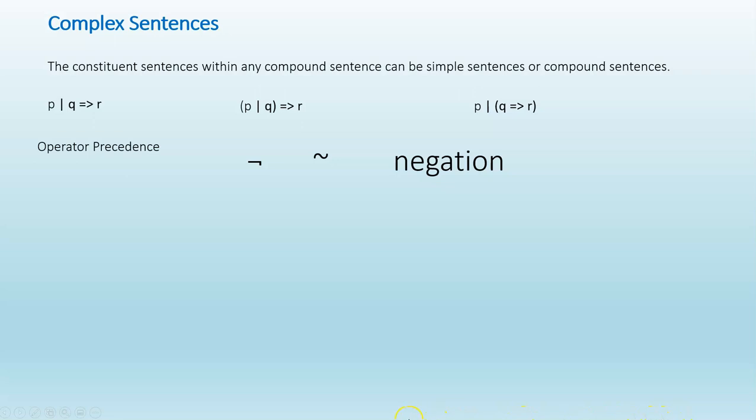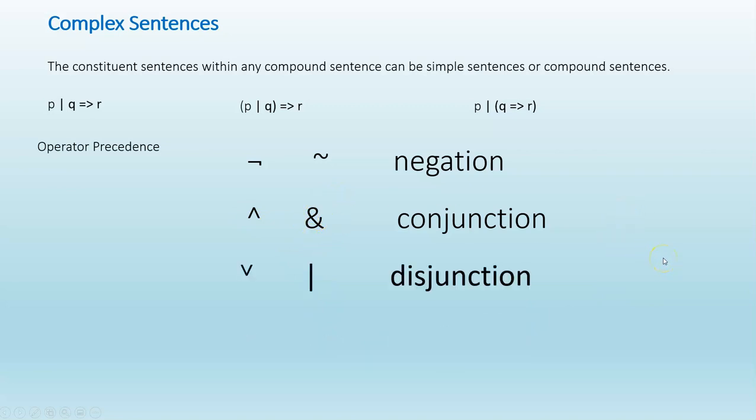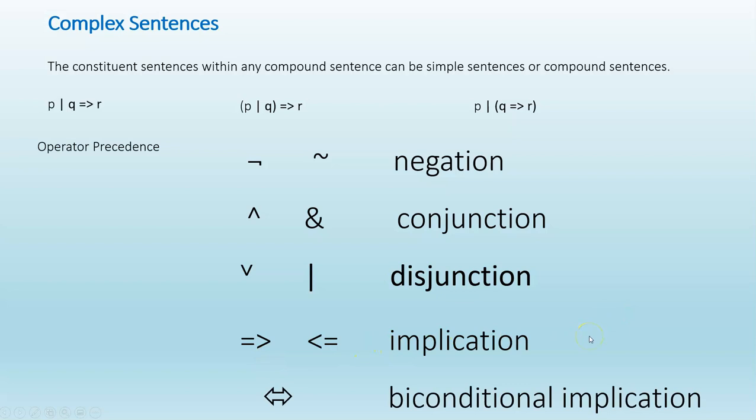The highest order of application is negation, and I'll use this symbol here or this symbol here to represent negation. The next order of application is conjunction. I'll use the caret or the ampersand to represent conjunction. And disjunction is the third level of precedence. Upside down caret or vertical line represents that. And implication, either pointing to the left or pointing to the right, will be the 4th level, and the final level will be biconditional implication.